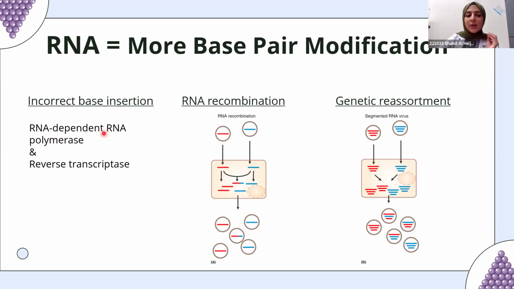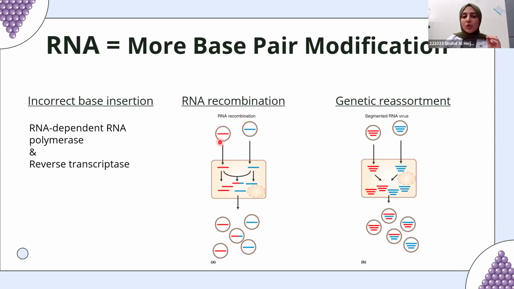So you have RNA-dependent RNA polymerase and reverse transcriptase. When they form the new chain or the new genome, they usually insert some incorrect bases. This will cause modification, and this will cause changes. So the final strand isn't always the same as the strand you exactly need. You also have two different cases happening: RNA recombination and genetic reassortment.